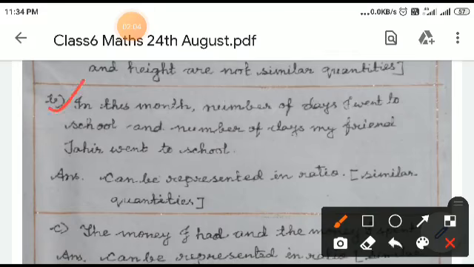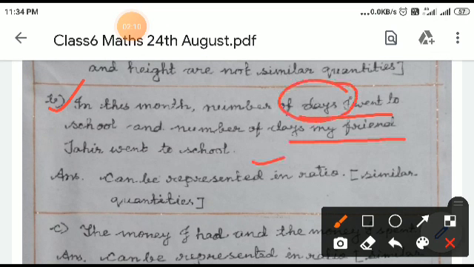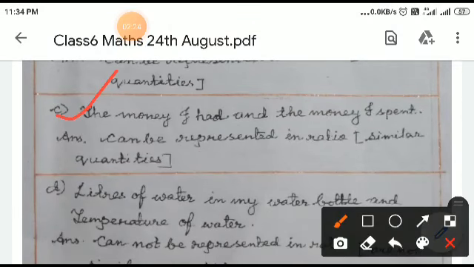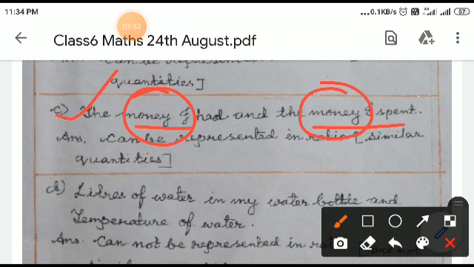Part number B. In this month, the number of days I went to school and the number of days my friend Jahir went to school. Both are number of days. Same unit, similar quantity. So that can be expressed in ratio. Part number C. The money I had and the money I had spent, both are money. Both are similar quantities and their unit is also the same. Money we can represent as rupees or paisa, etc. So it can be represented in ratio.